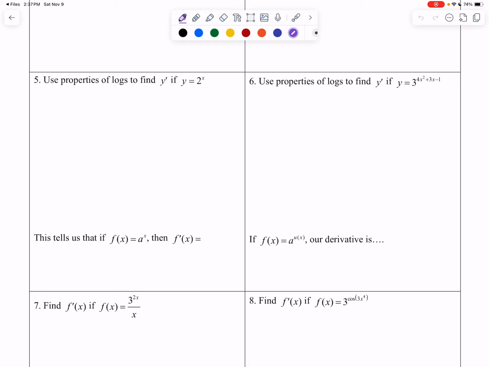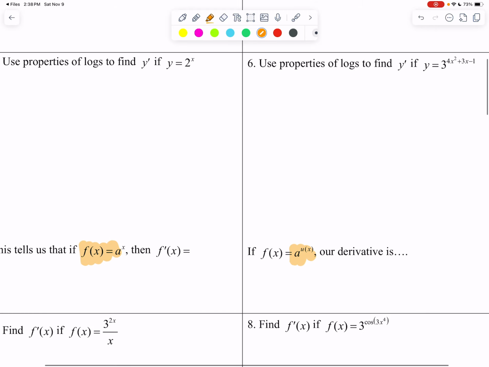All right, in this video, we are going to be talking about exponential differentiation and integration, especially whenever your base isn't e. So looking at number 5 and number 6, what we're going to be doing is using properties of logs to find the derivative of 2 to the x and then to find the derivative of 3 to that lovely thing right here. And then, of course, we will generalize it in terms of a to the x and then a to some function right here using chain.